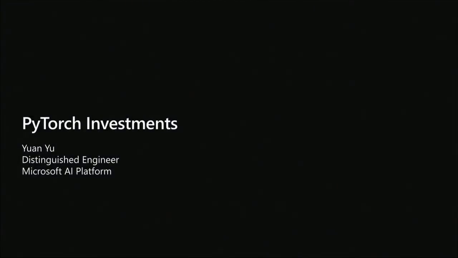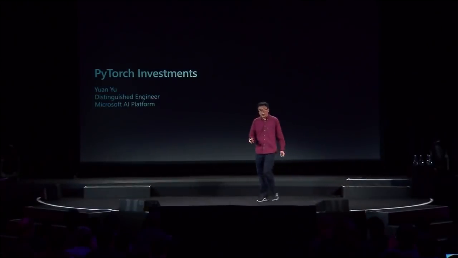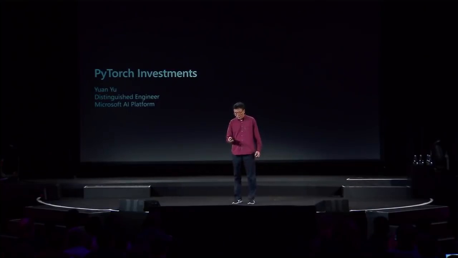And so I've spent a bunch of time talking about how we've made PyTorch work at Microsoft. I'd like to invite Ewan out to talk about some of the things we're doing just to make PyTorch better all on its own. So Ewan? Hello, hi. I'm Yuan Yu. I'm an architect on the Microsoft AI framework team.